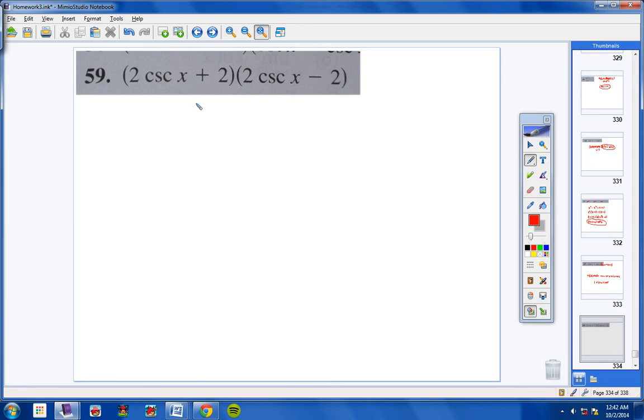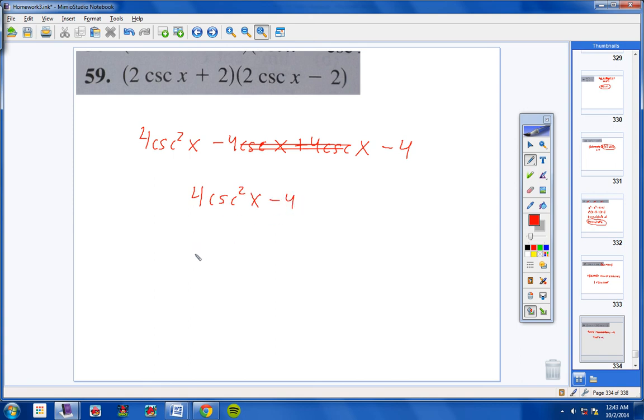All right, let's go ahead and do our multiplication. 2 cosecant times 2 cosecant, that's 4 cosecant squared x. And then 2 cosecant times negative 2 is negative 4 cosecant x. And then 2 times 2 cosecant is a positive 4 cosecant x. And then positive 2 times negative 2 is a negative 4. Then obviously these cancel out right here. So I'm left with 4 cosecant squared x minus 4.